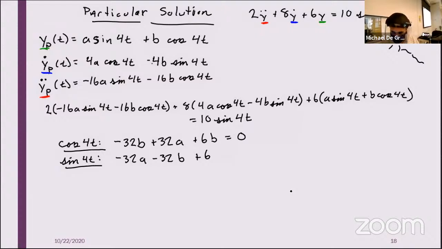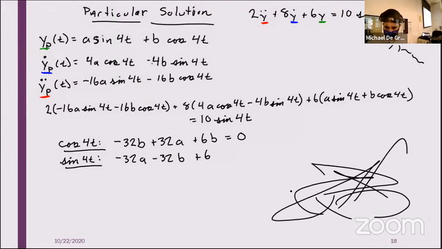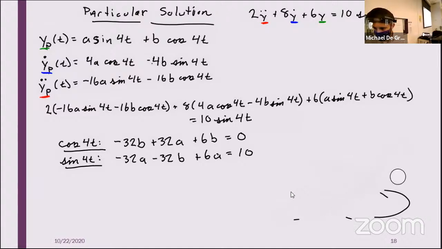[plus 6b] is equal to 10. So that's equal to 10.